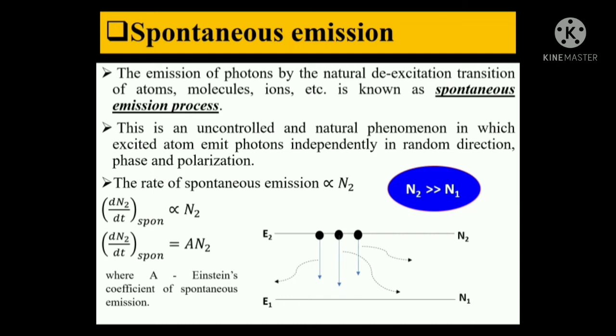Now the rate of spontaneous emission is proportional to N2. Here the condition is N2 is very much greater than N1. N1 and N2 are the number of particles in the ground level and excited level. N2 represents the number of particles or atoms in the excited level, and N1 represents that in the ground level. So the rate of spontaneous emission is directly proportional to N2.